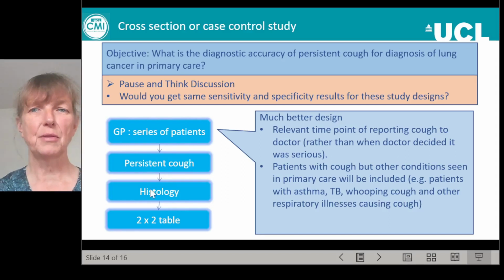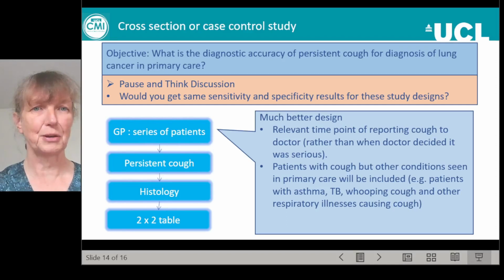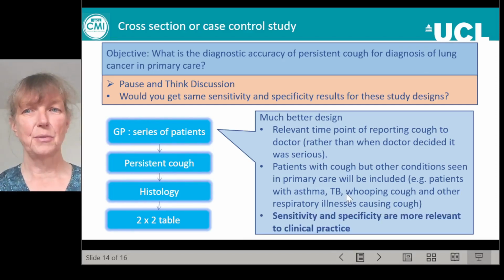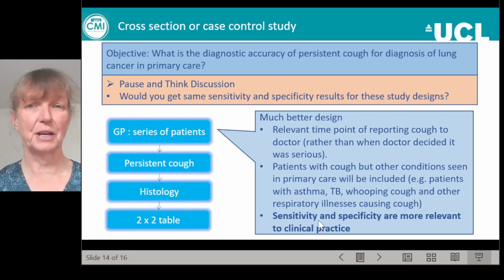But we have also got the patients who have coughs from other conditions in primary care, which are nothing to do with lung cancer. And so those are going to give us, correctly, lots of false positives for cancer. So lots of people with persistent coughs where it's nothing to do with cancer. So what we're going to get here is we're much more likely to get sensitivity and specificity results that are relevant to clinical practice because we've got the right set of patients. We're doing the test at the right time in their patient pathway.